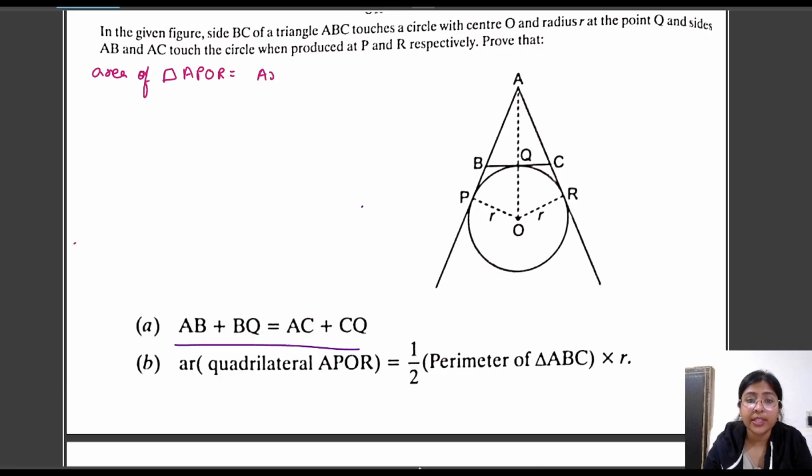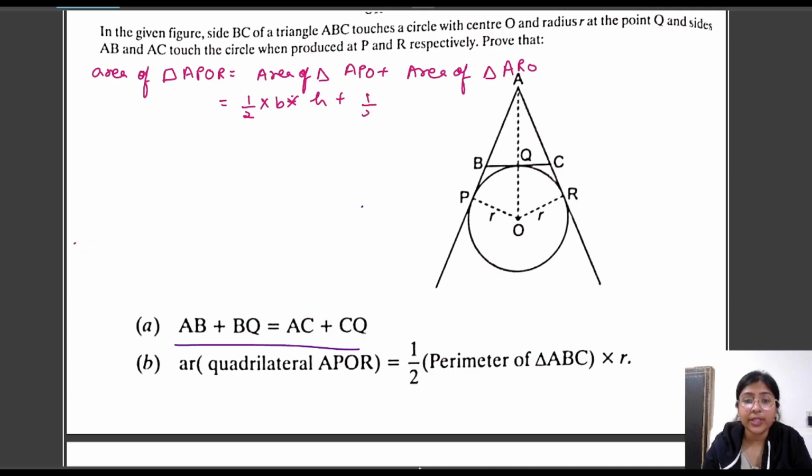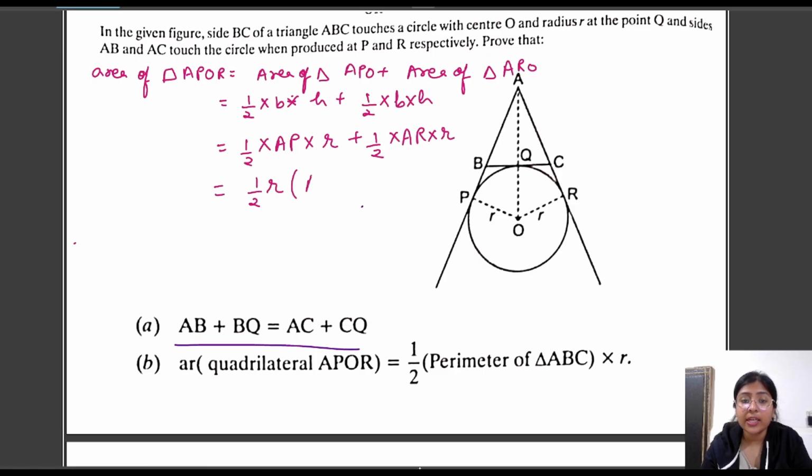APOR can be written as area of triangle APO plus area of triangle ARO. Yes or no? Yes. Area of triangle formula is half into base into height plus half into base into height. For this triangle APO, the base value is AP and the height is of measurement R. Very good. And for this triangle ARO, the base is AR and the height is R. We can take half R common. Inside the bracket, we will have AP plus AR. Yes or no? Yes. Very good.